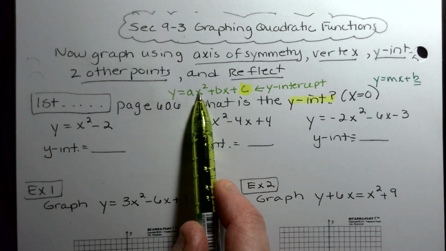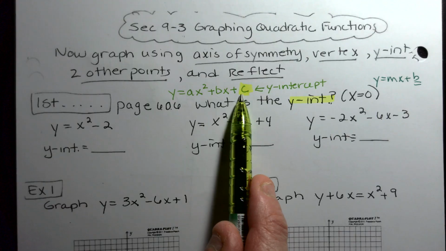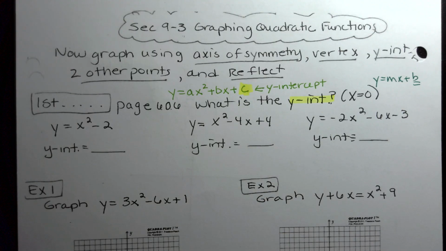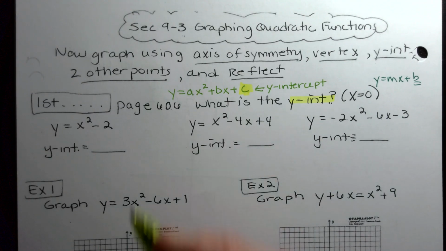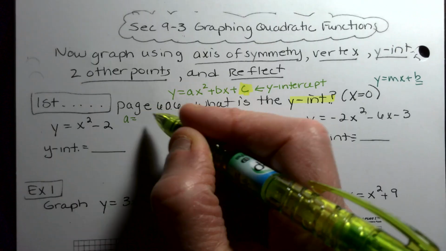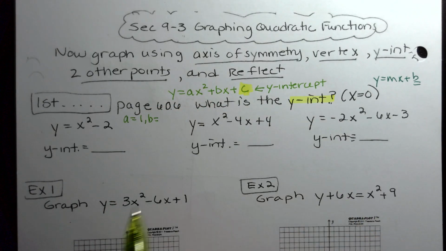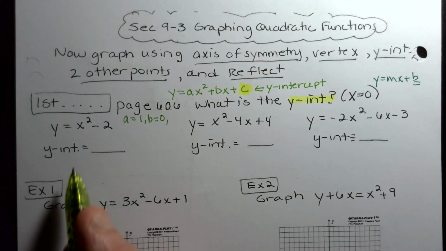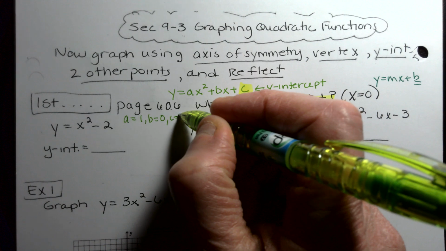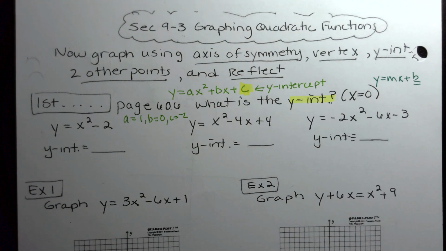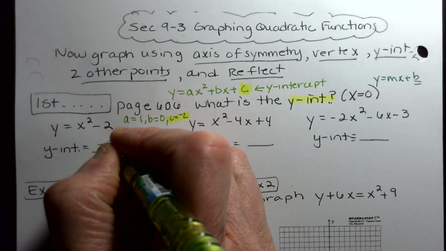So if x is 0, those two terms fall out. So whatever this is, is your answer. So let's look at this one. What's your y-intercept, class? Well, what's your a? Your a is 1. What's your b? No, it's not -2, it's 0. There's no x term in here. Remember, b is before the x. What's your c? -2. That is your y-intercept, -2.